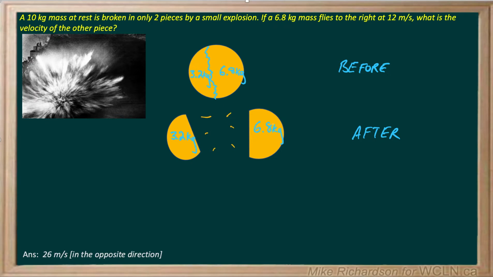This represents the explosion. And that 6.8 kilogram piece flies to the right at a velocity, I'll call that V1, of 12 meters per second. Now, initially, nothing's moving. So my initial velocity of the entire system, all that 10 kilogram mass all stuck together, is 0. And the goal is, as a result of that explosion, momentum still has to be conserved. What is the final velocity of the other piece that's flying off?